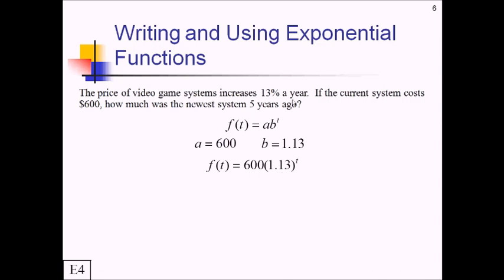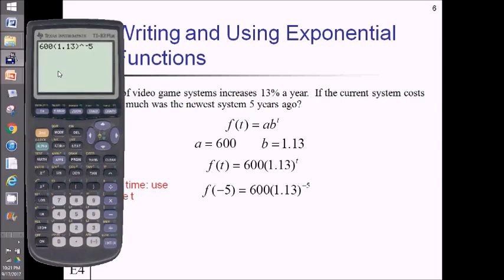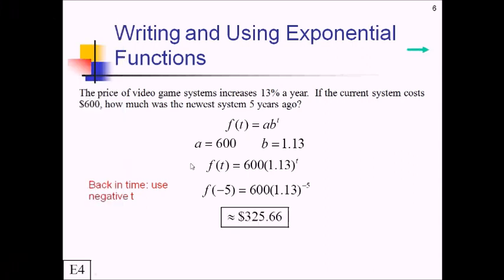But now we have to be careful, since we're asking about 5 years ago, back in time means we're going to have to use negative t values. So this is going to be 600 times 1.13 to the negative 5 power, calculator time. And that gives us a price tag of $325.66.